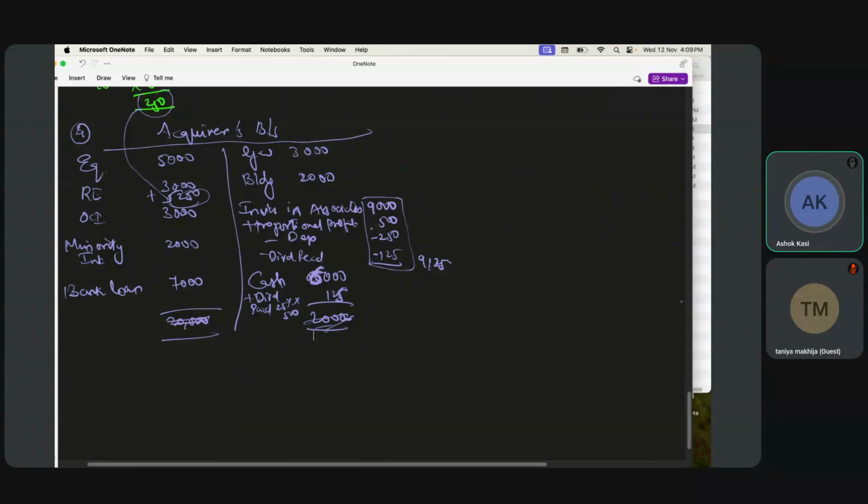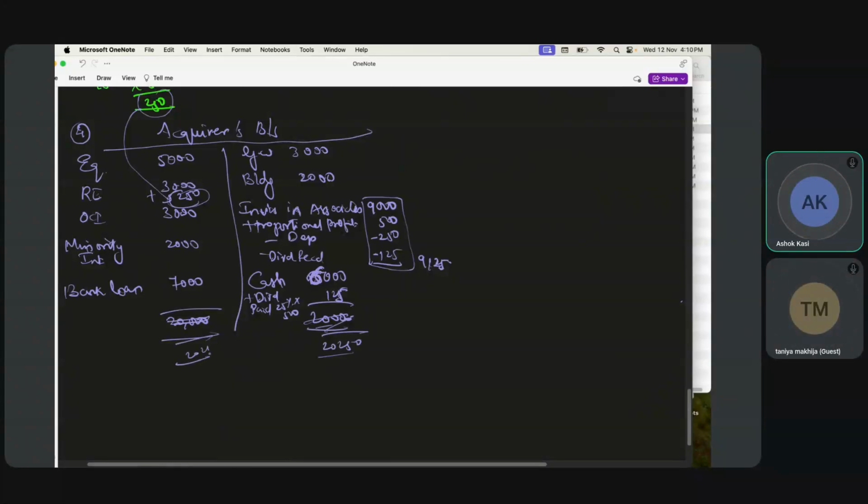Is it done? Just calculate it. Yeah, some matching. It's 20,250. But you don't have to match all the time. This time it is okay.